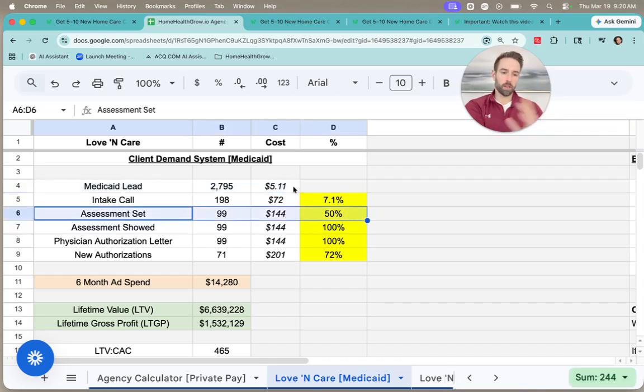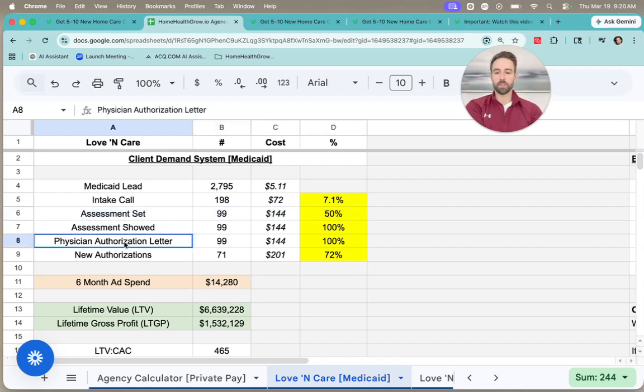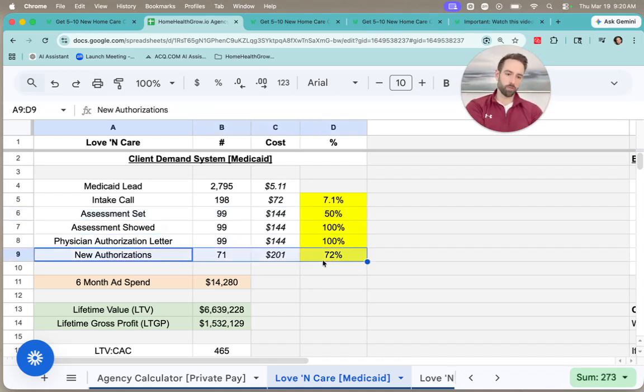Now for Medicaid, it's a little bit different. They have to 3-way with insurance, with your intake coordinator, and essentially have the caseworker come out, set the appointment, and then, come and show. That's Medicaid. They get the physician authorization letter, and then they get a new authorization 45 days later.